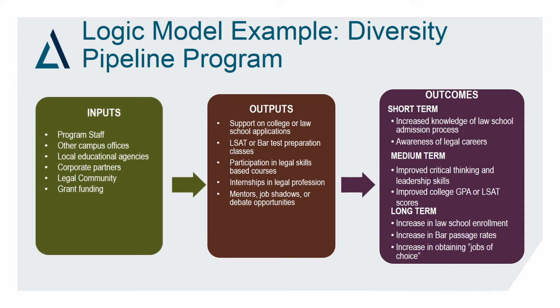A short-term outcome may be observed at the end of the program, and it might include an increase in students' knowledge of the law school admission process, while a long-term outcome might be observed 2 years later when students enroll in law school. The specific outcomes and timeframes will be unique to your program, depending on your program's goals, activities, and where students are in the educational pipeline.